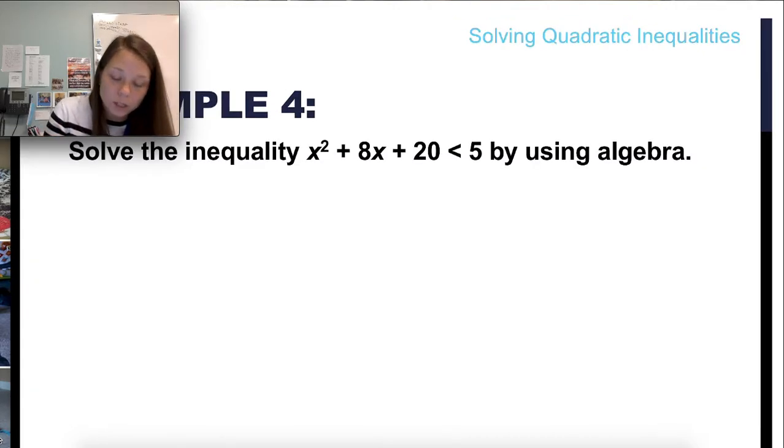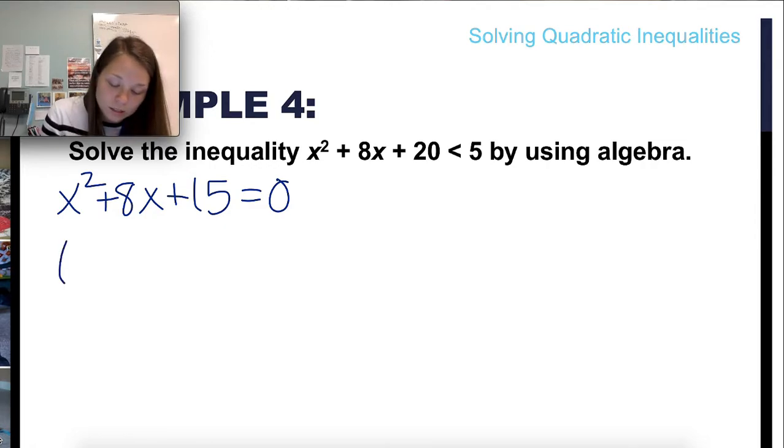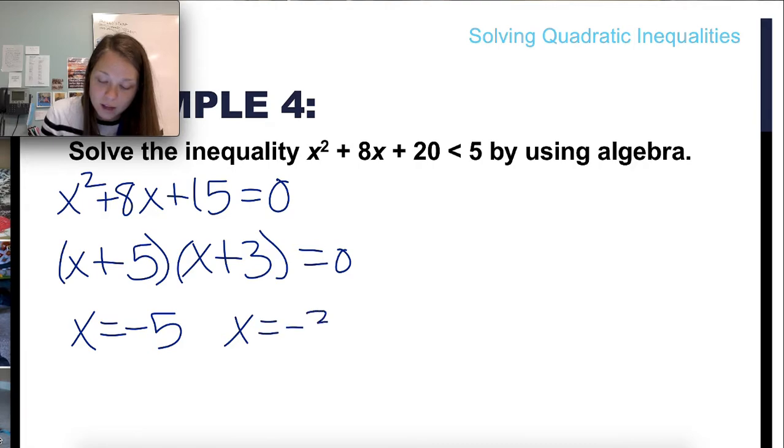First thing I'm going to do is bring that 5 over to give me x squared plus 8x plus 15. And then I'm going to turn it into just a normal equation, so equals 0. I'm going to factor this to solve for x, and that would be x plus 5 and x plus 3. So that tells me my two critical points are -5 and -3.